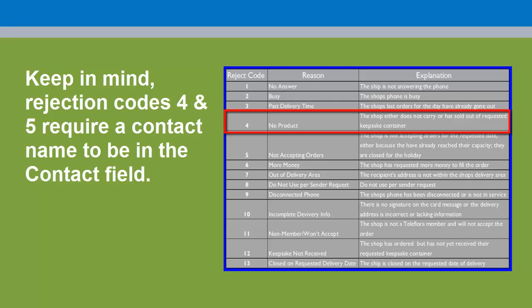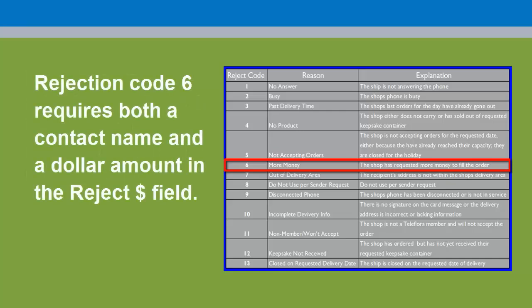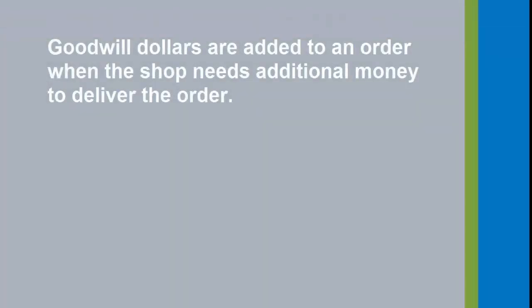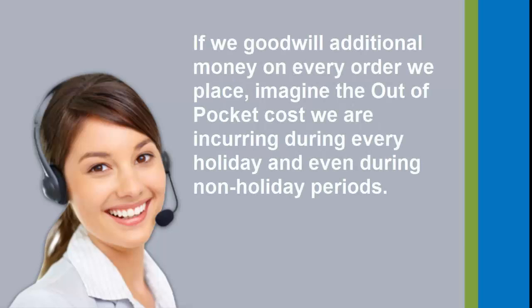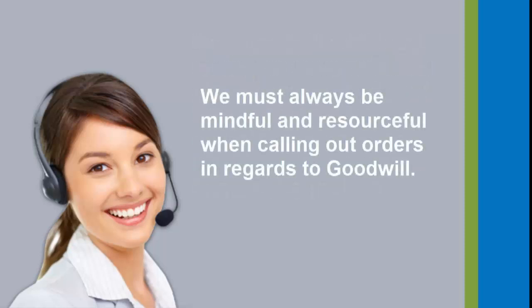Keep in mind, rejection codes 4 and 5 require a contact name to be in the contact field. Rejection 6 requires both a contact name and a dollar amount in the reject dollar field. Goodwill dollars are added to an order when the shop needs additional money to deliver the order. As agents working at Teleflora, we must consider the bigger picture. If we goodwill additional money on every order we place, imagine the out-of-pocket cost we are incurring during every holiday and every non-holiday period. We must always be mindful and resourceful when calling out orders in regards to goodwill.